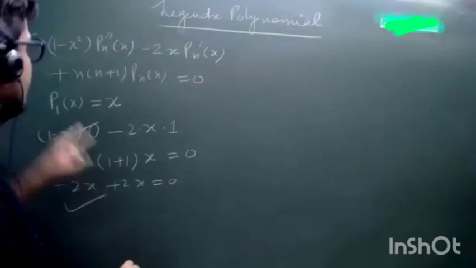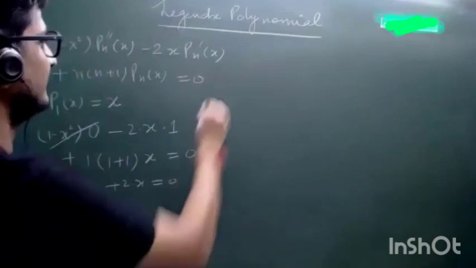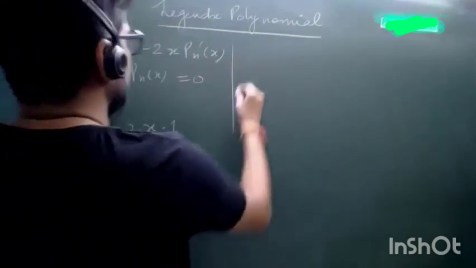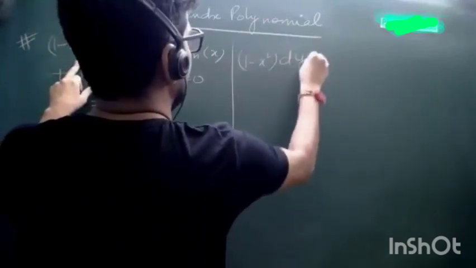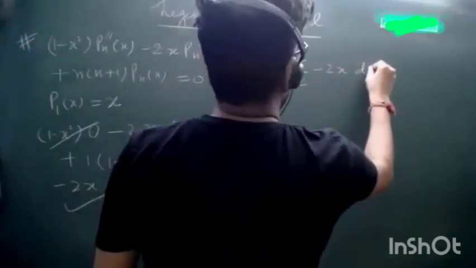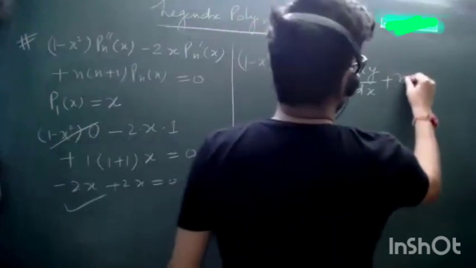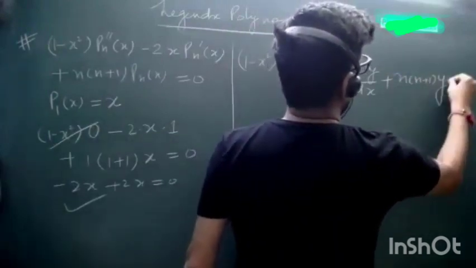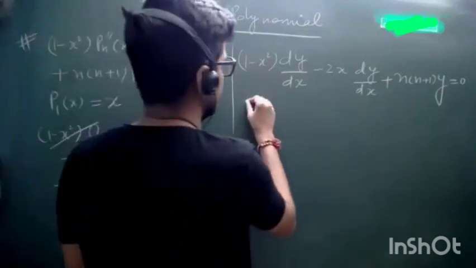The equation which I wrote here is the Legendre differential equation. Let me write it again in the form which you know: 1 minus x square d square y by dx square minus 2x dy by dx plus n into n plus 1 y is equal to 0. You have seen this equation before.